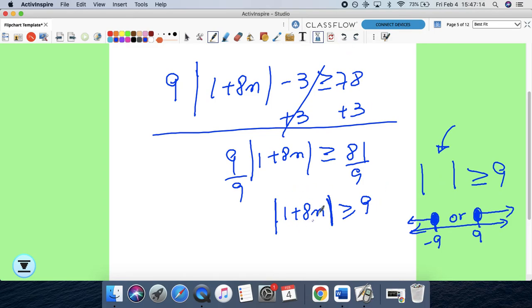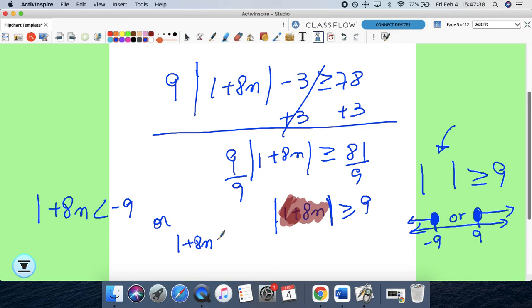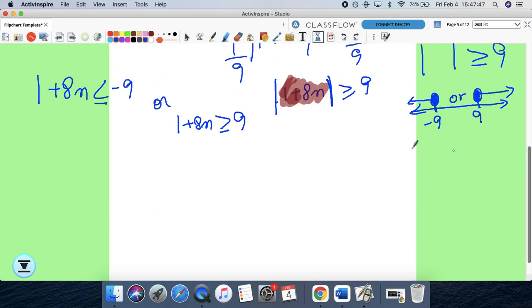So I need this guy here, right? Whatever you multiply 8 by, add to 1, whatever you do here, it has to be equal to a number less than or equal to negative 9, or greater than or equal to 9. So let's find those numbers. 1 plus 8n has to be less than or equal to negative 9, or 1 plus 8n has to be greater, sorry, I forgot the equal sign, greater or equal to 9. Those are the two conditions.